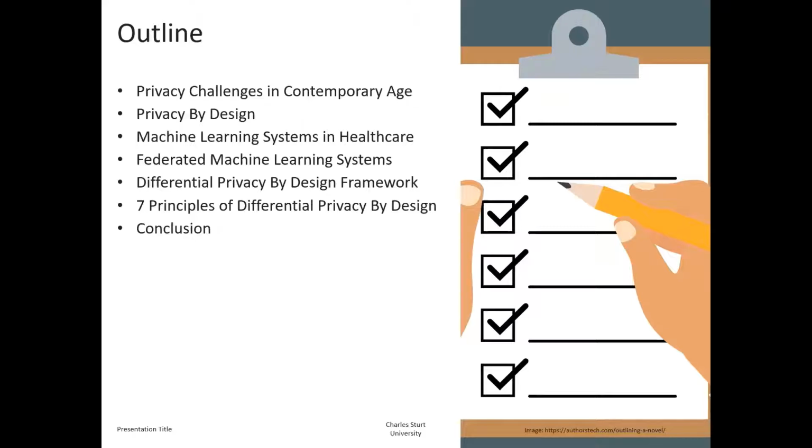comes up with the idea of a differential privacy by design framework, which is a theoretical framework which tries to figure out and simplify most of the complications around this area. And then we suggest the 7 principles of design, on how differential privacy can be embedded into machine learning systems.